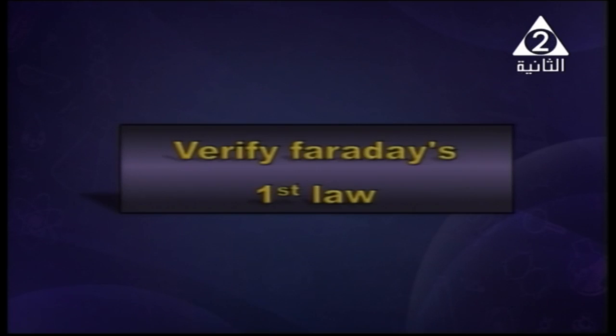How can you verify Faraday's first law? According to Faraday's first law, there is a direct relation between the quantity of electricity that passes in the electrolyte and the amount of material liberated at the two electrodes. This means that by increasing the amount of electricity, the amount of material consumed, evolved, or precipitated at the two electrodes will increase.